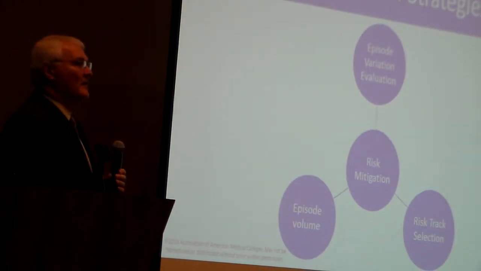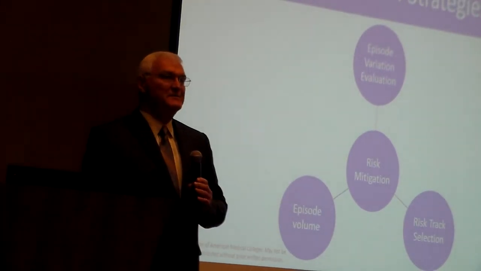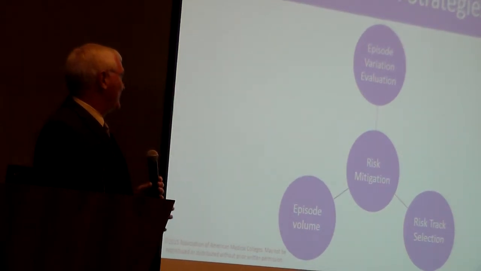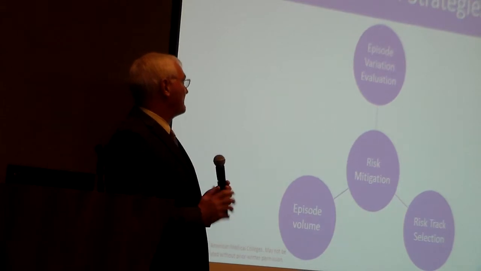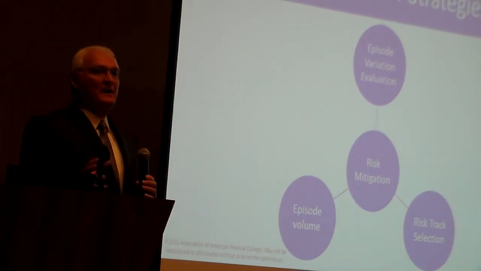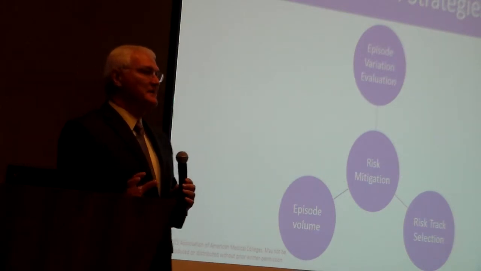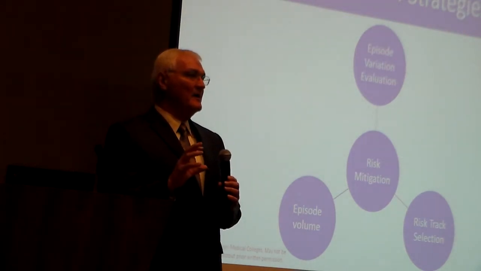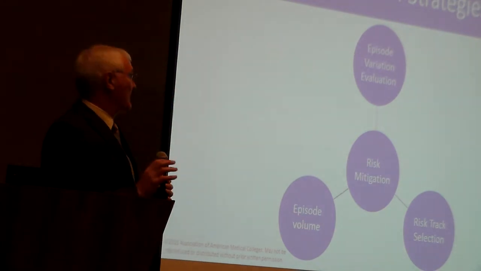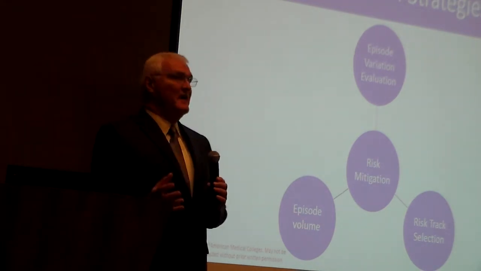And so then we start talking about risk mitigation strategies once we know what types of risks we're talking about. The three things that we're going to talk about today deal with episode variation evaluation, episode volume, and we may get into risk track selection as a specific part of the BPCI program, and if we have time, we'll talk about that.